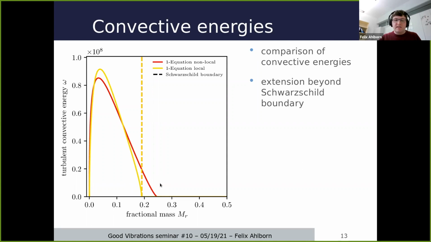As outlined in the beginning, this extension beyond the Schwarzschild boundary will also mix chemical elements, and therefore the convective core will be effectively enlarged. So this means that within the one equation non-local model, we can see that overshooting emerges consistently as a solution of the convection equations, which is, I think, very nice.